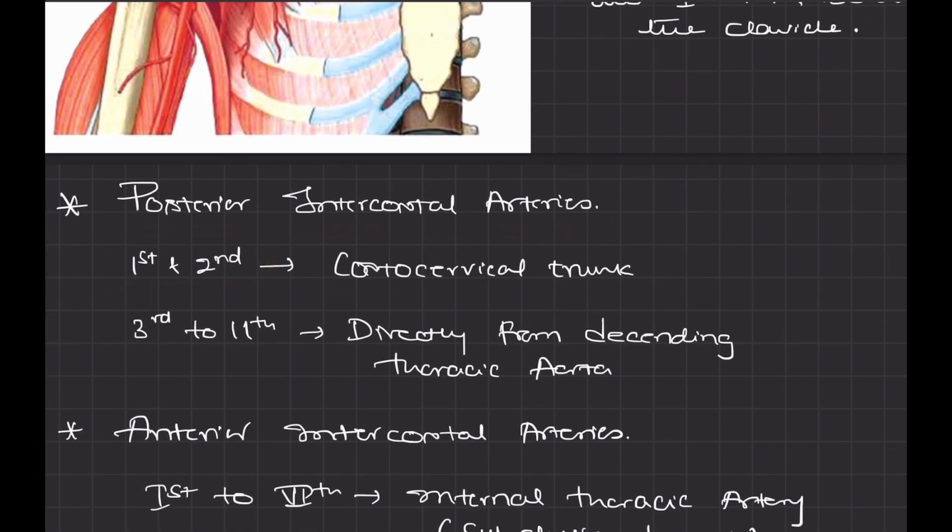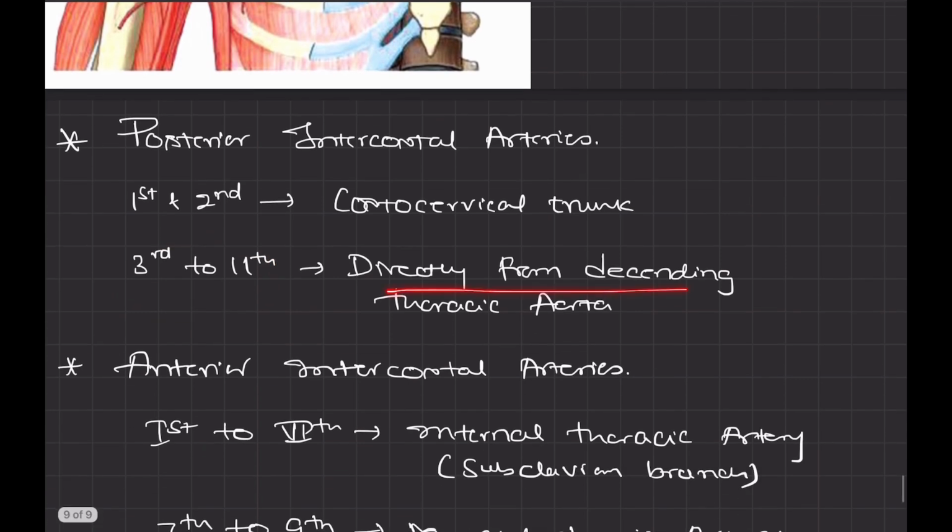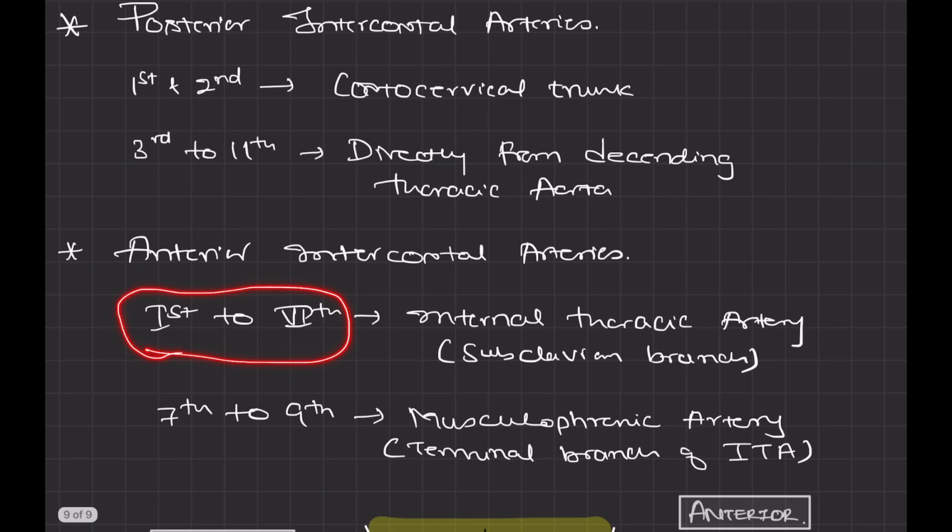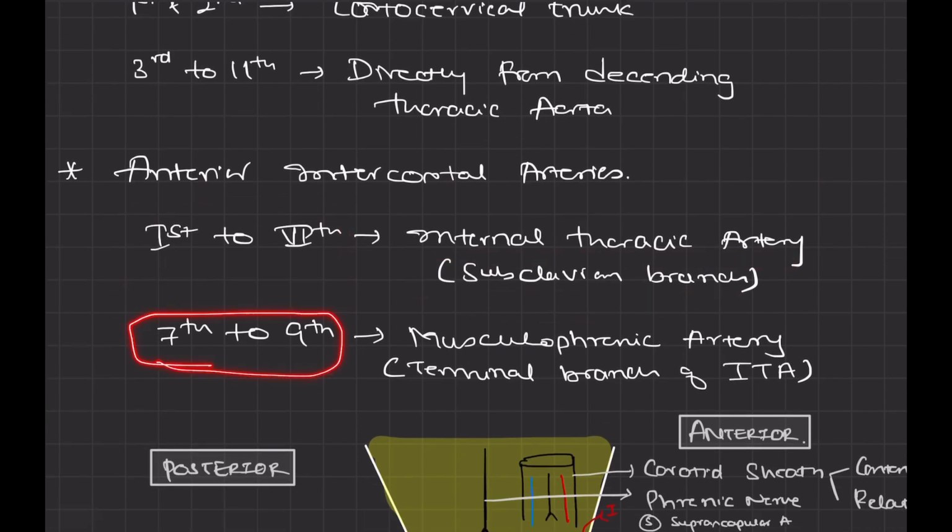Now coming to the posterior intercostal arteries, the first and second posterior intercostal arteries arise from the costocervical trunk. The second to the 11th arise directly from the descending thoracic aorta. The anterior intercostal arteries from first to the 6th arise from the internal thoracic artery, that is the branch of the subclavian artery. From the 7th to the 9th, they arise from the musculophrenic artery, that is the terminal branch of the internal thoracic artery.